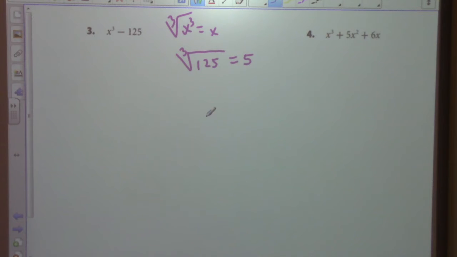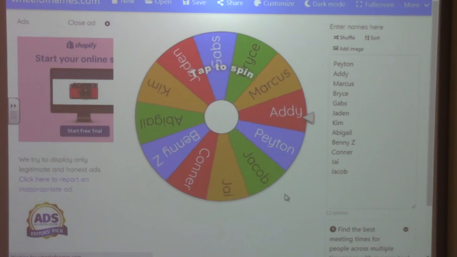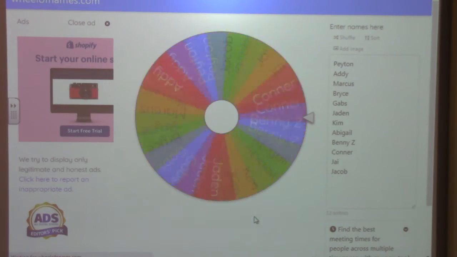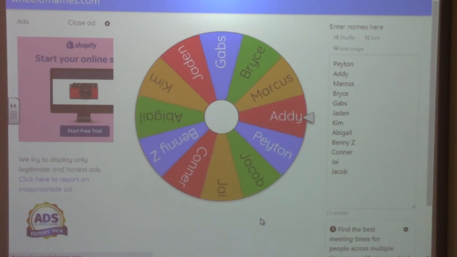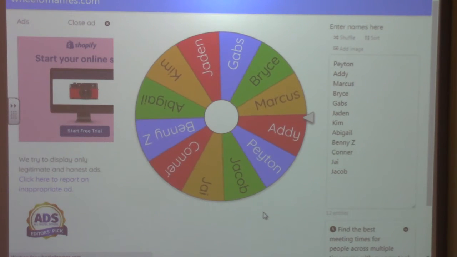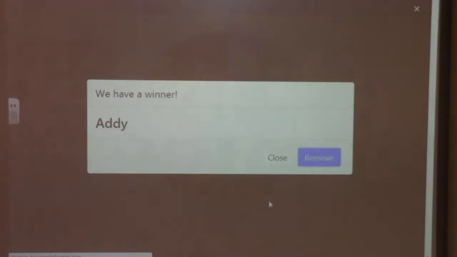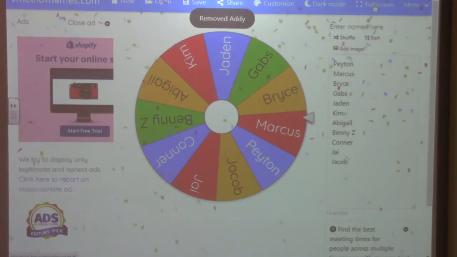All right. So now we can use this. Given these numbers right here, I want to choose somebody to help me finish this one right here. And this one here, we're going to get Addie. Okay, it'll be Addie. Good job.